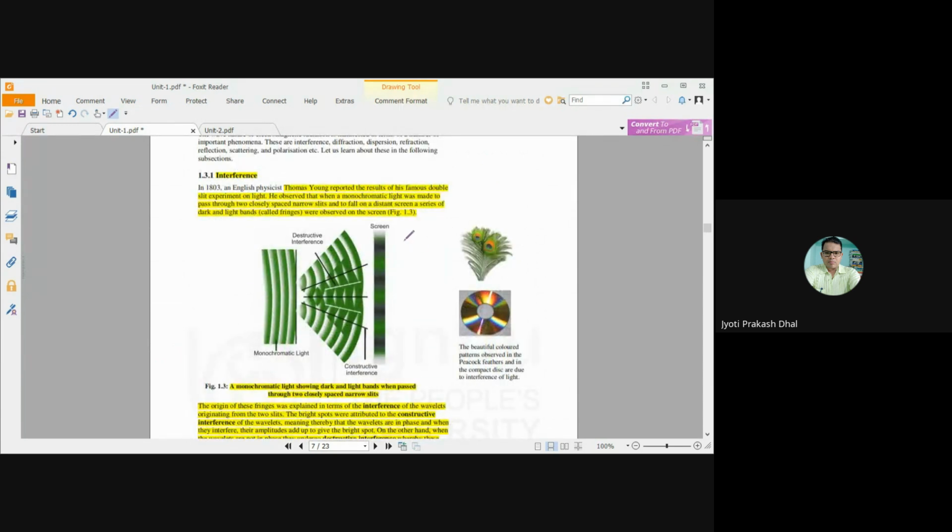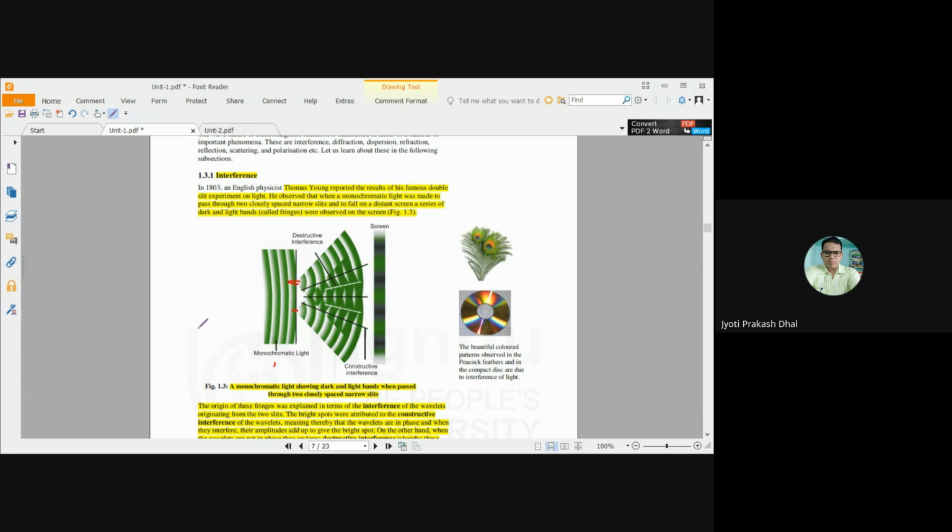It is a very interesting phenomenon observed by Thomas Young. He reported the result of his famous double slit experiment on light. He observed that when a monochromatic light was made to pass through closely spaced narrow slits and fall on a distant screen, a series of dark and light bands will be observed. So now this is the screen, and here a monochromatic light is allowed to pass through the slits of the screen. So there will be two slits.